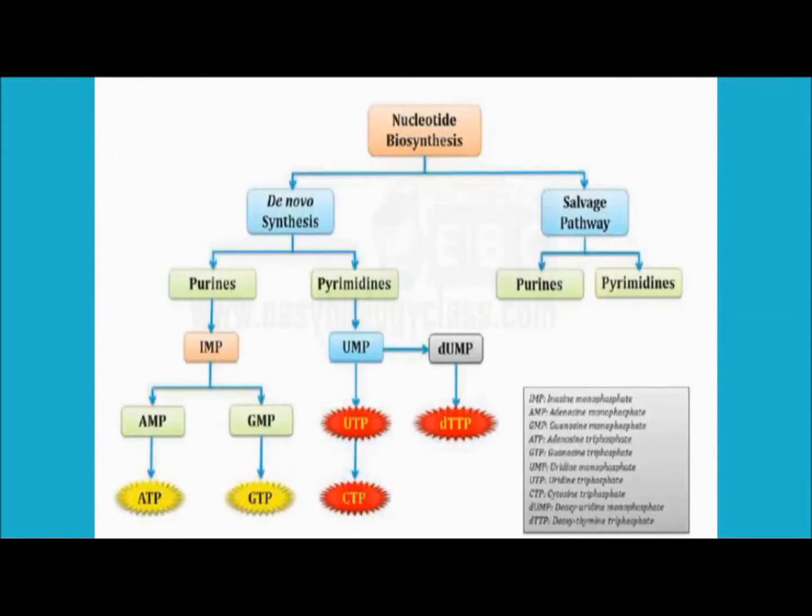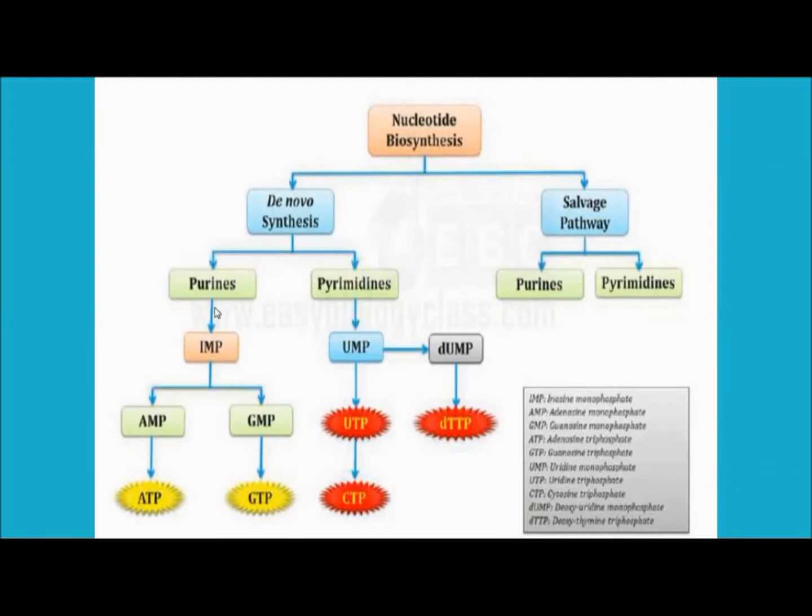So now this is the overall chart for the biosynthesis of the nucleotide. If somebody asks you, you can describe it in this particular way. See, it has been divided into two basic parts. First one is the de novo synthesis, next one is the salvage pathway. So in the salvage pathway you are going to get the purine as well as the pyrimidine. Again in the de novo synthesis, here also you are going to get the purine and the pyrimidine.